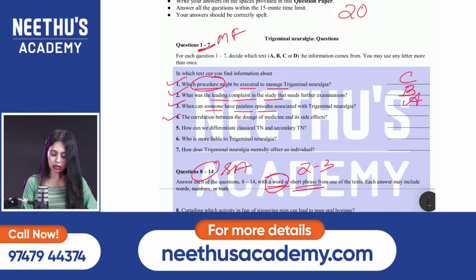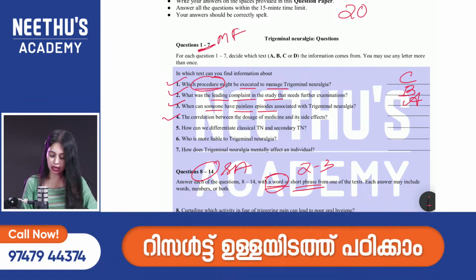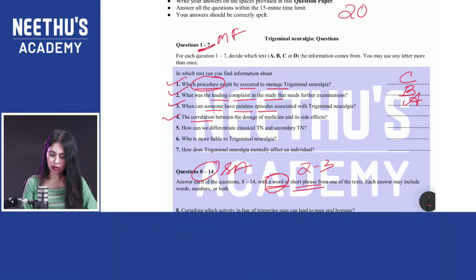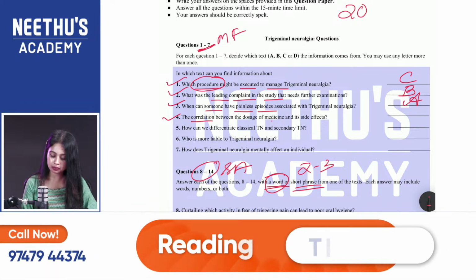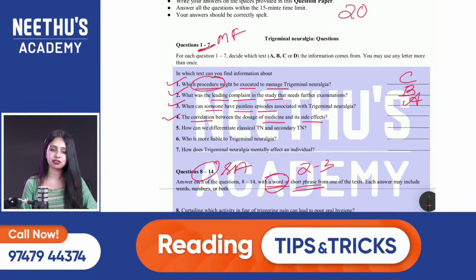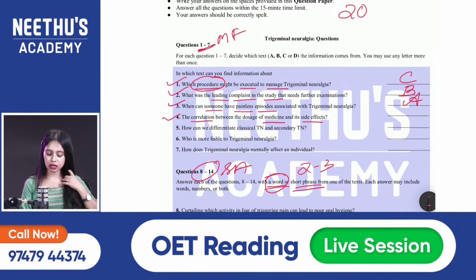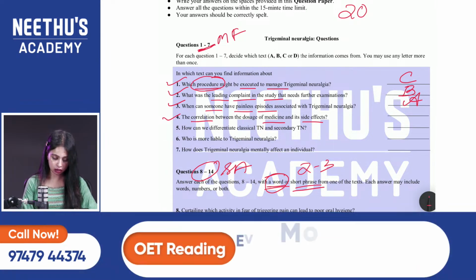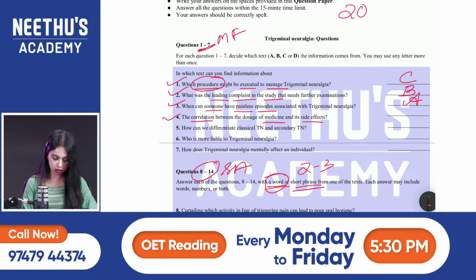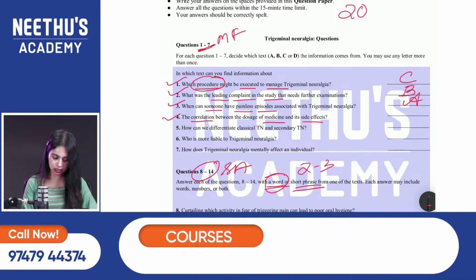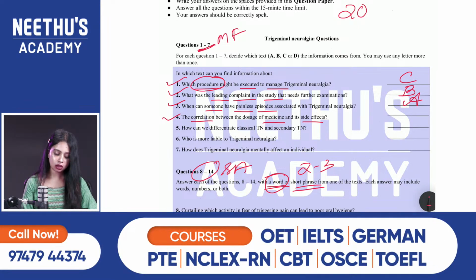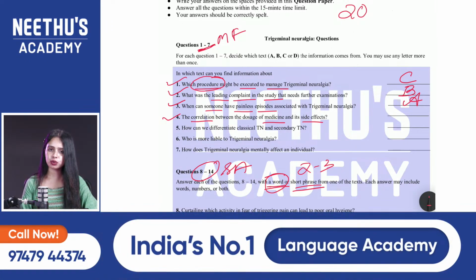Fourth one, the correlation between the dosage of medicine and its side effects. Okay, so correlation, then medicine, side effects. Yes, these are my keywords: correlation, medicine, side effects. Okay, Nimmi, Amy, Dilu, Sansi, Alina, Dhanalakshmi. All right, very good. Text A. What about the fourth one?